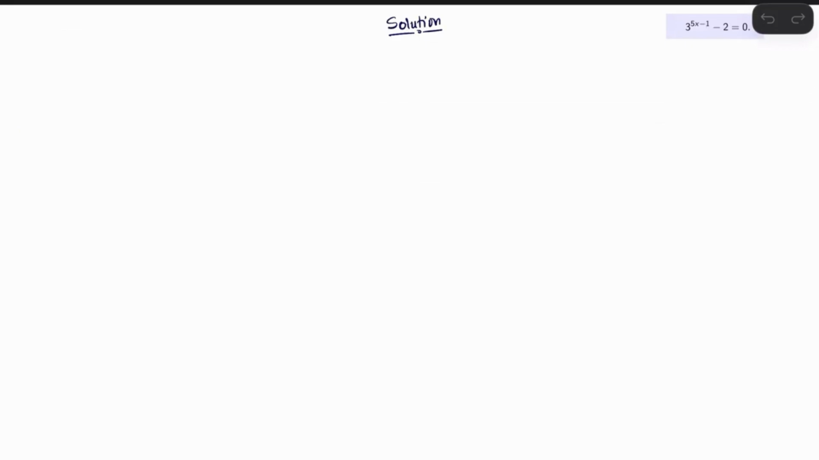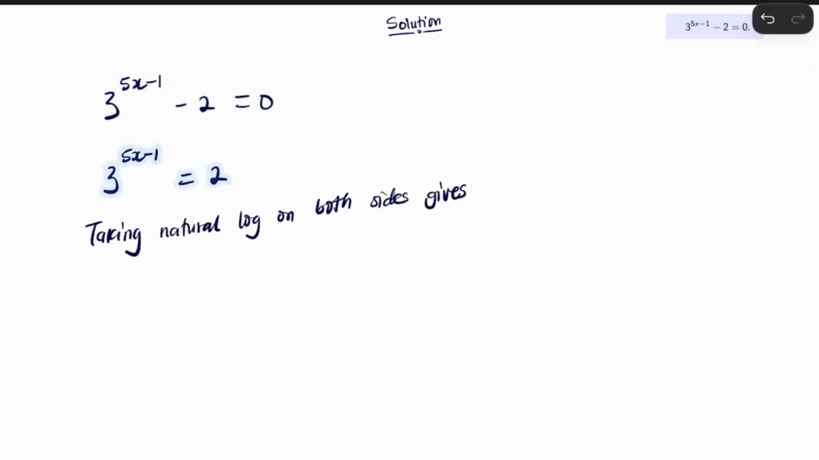Solution. Here we have the equation 3 exponent 5x minus 1 minus 2 is equal to 0. The first step is to move this to the right hand side, and so we are going to have 3 exponent 5x minus 1 is equal to 2. Then we take natural log on both sides. Taking natural log on both sides gives natural log of 3 exponent 5x minus 1 is equal to the natural log of 2. So by the laws of natural log, we can move this exponent in front.